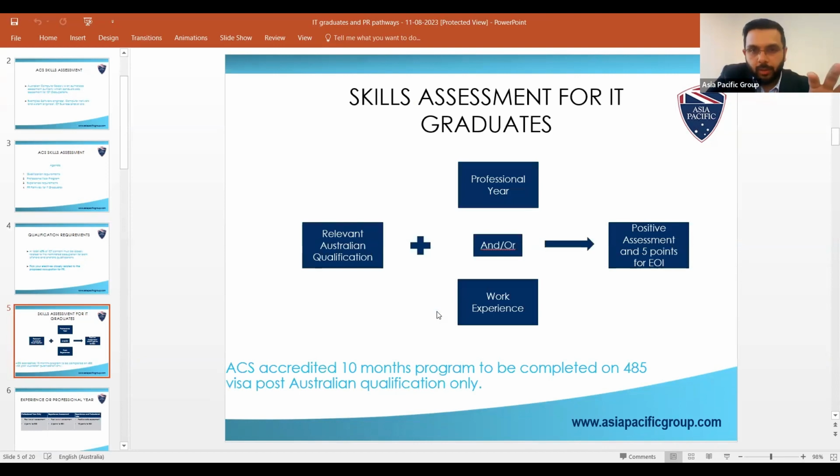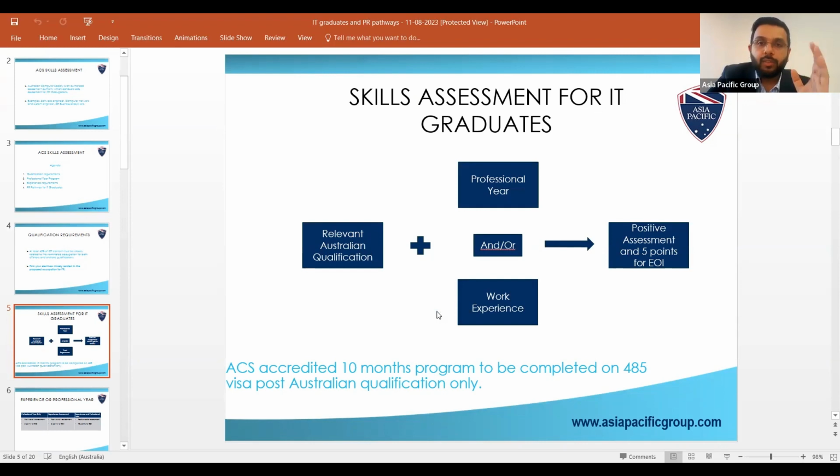Then this is a simplified version of how the assessment works, right? So you need a relevant Australian qualification. With an Australian degree, you need either a professional year or experience. Okay, so if you have a professional year or you have experience, you can get the skill assessment. Now, I've mentioned it's "and/or". Why? Because you can have both or you can have one of the two.